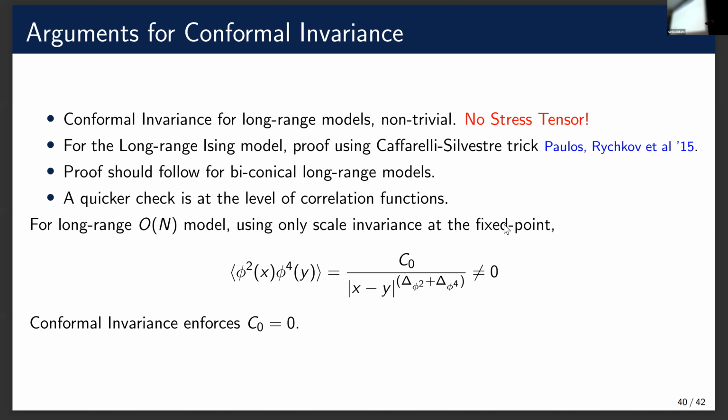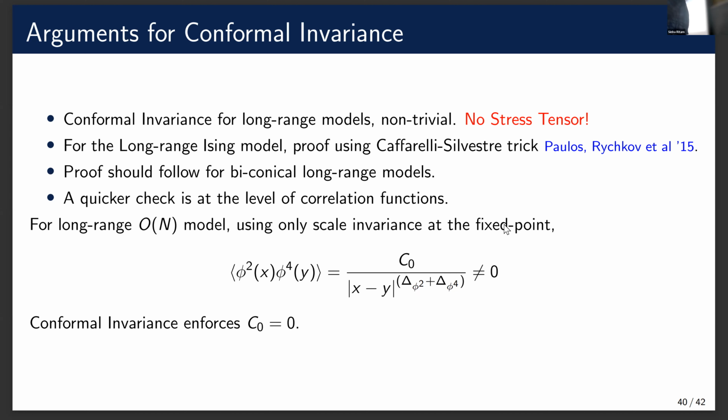For the long-range Ising model, evidence for or a proof of the conformal invariance of the model was actually given by Rychkov and Paulos and company around 2015. And because this model is so similar to the model that they considered, they had a single phi field with a phi-4th interaction, and the kinetic term was the same that we have here. Because of this extreme similarity, it seems quite evident that even this model is probably going to be conformally invariant. What we can do is provide a quick check at the level of correlation functions.